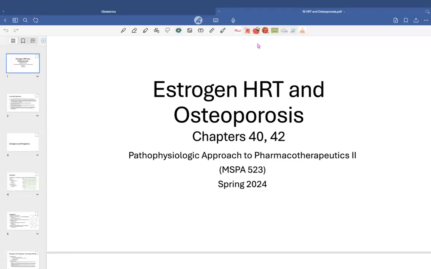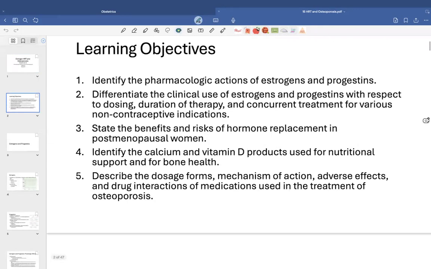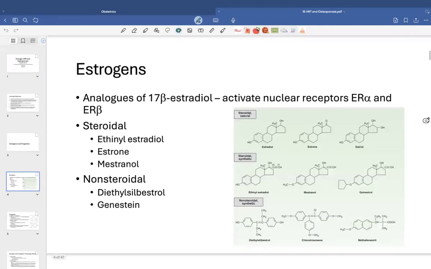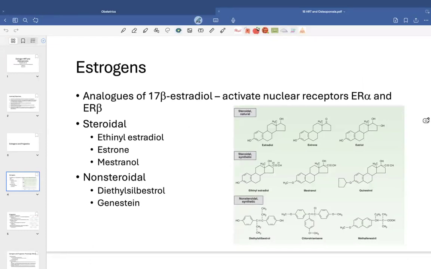Those drugs were generally speaking hormonal agents, estrogens and progestins. So this will be a little bit of a recap of that, but really we're going to focus a lot more broadly on the pharmacology of estrogens and progestins as it relates to some of the non-contraceptive indications. So here are the estrogens.